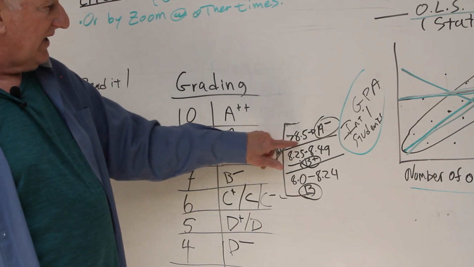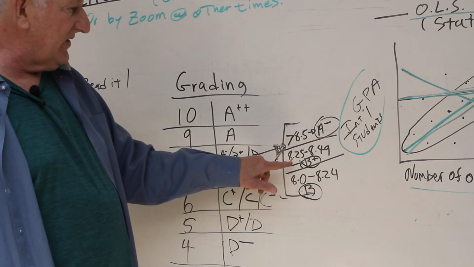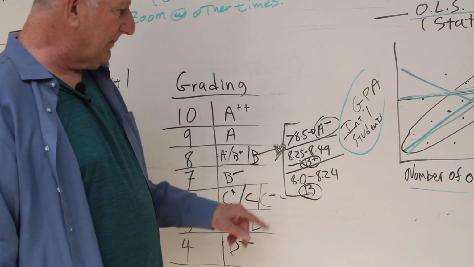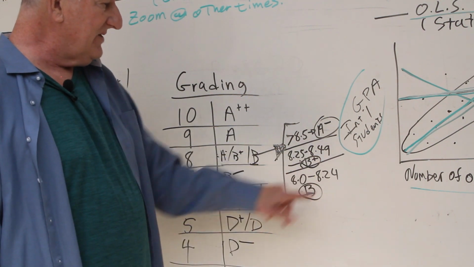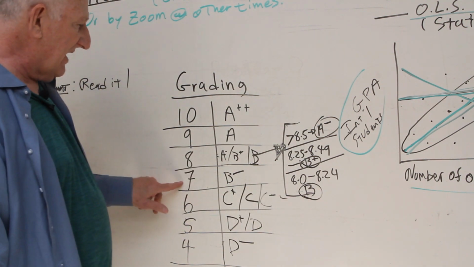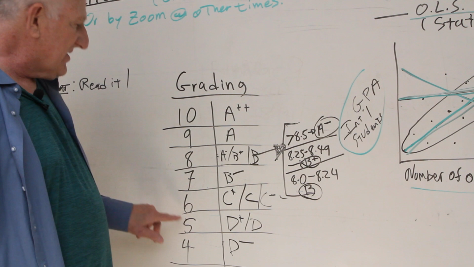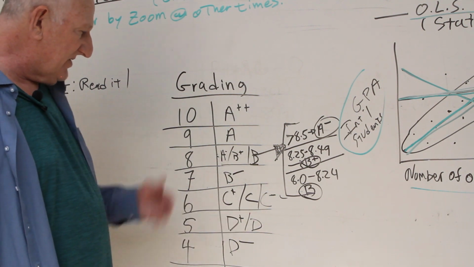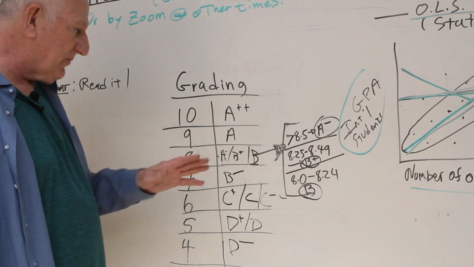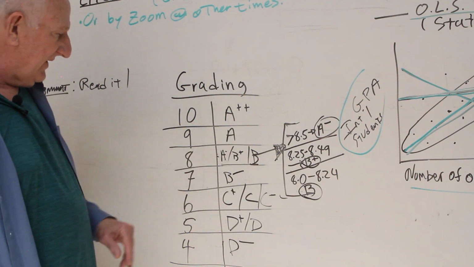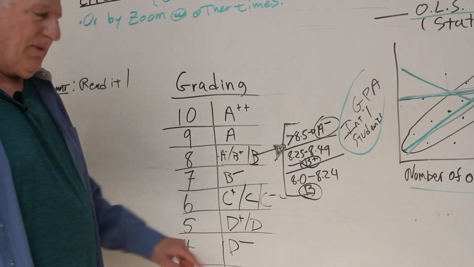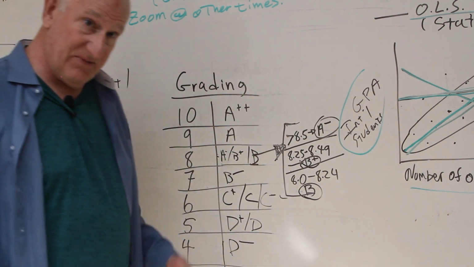If you get over 8.5, it's an A-. If you get between 8.25 and 8.49, it's a B+. And if you get between 8 to 8.24, it's a letter B, okay? Then it gets simpler again. 7 is a B-. 6 is a C+ or C- situation, depending on whether you're above 6.5 or below 6.5, much like we did with the 8s. 5 is a D+, D. 4 is a D-, and everything below 4 is an F, okay?